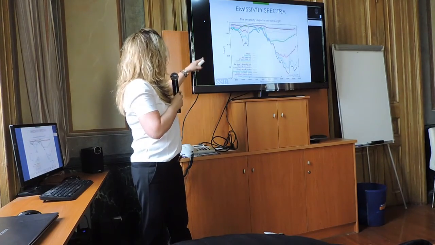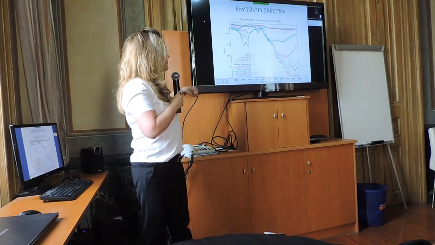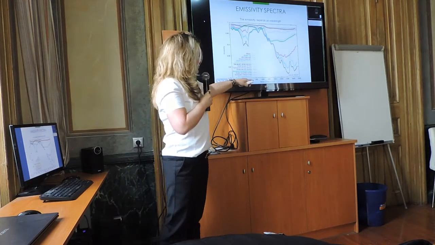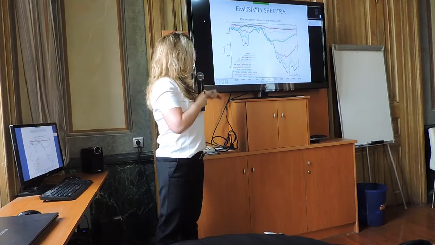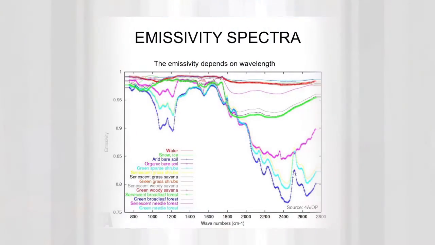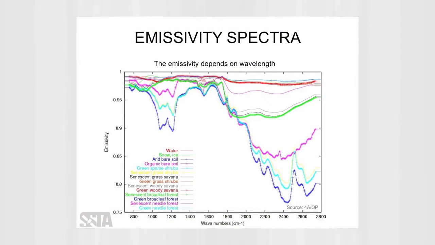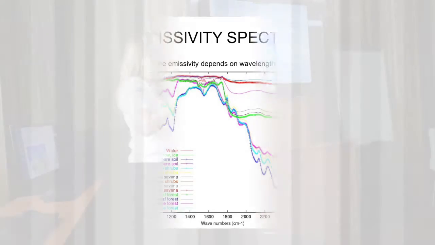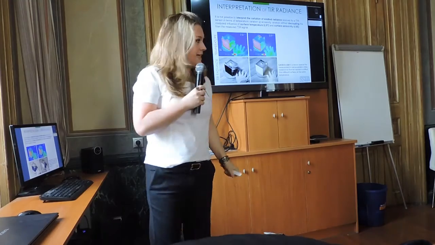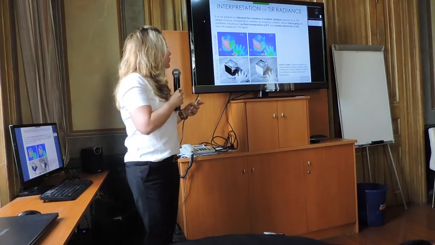And this is the emissivity. These are emissivity spectra as a function of wave number, which is the inverse of wavelength, for different surfaces. Okay. The other interesting thing is the so-called Leslie's cube.